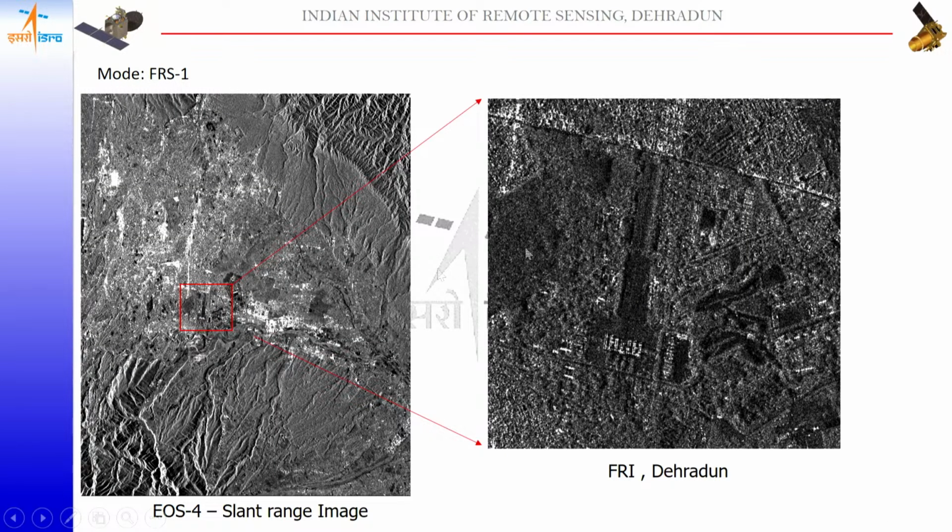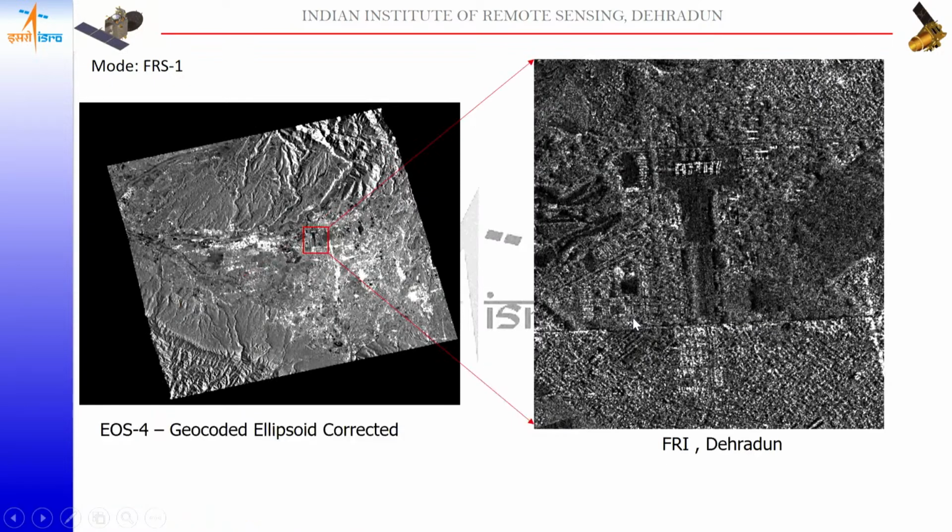Okay, so you can see another image of that one. This is the zoomed portion at 3 meter. You can see the slant range image of the FRI in particular. The geometry is not corrected, and after doing the ellipsoid correction you can see the proper FRI image.